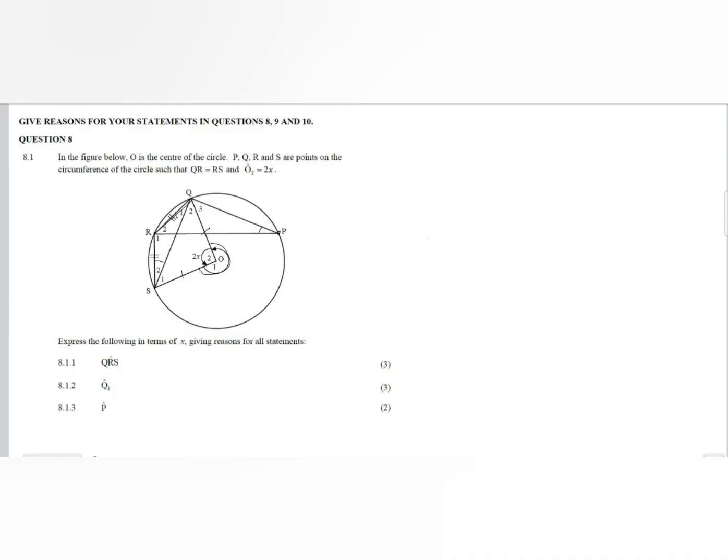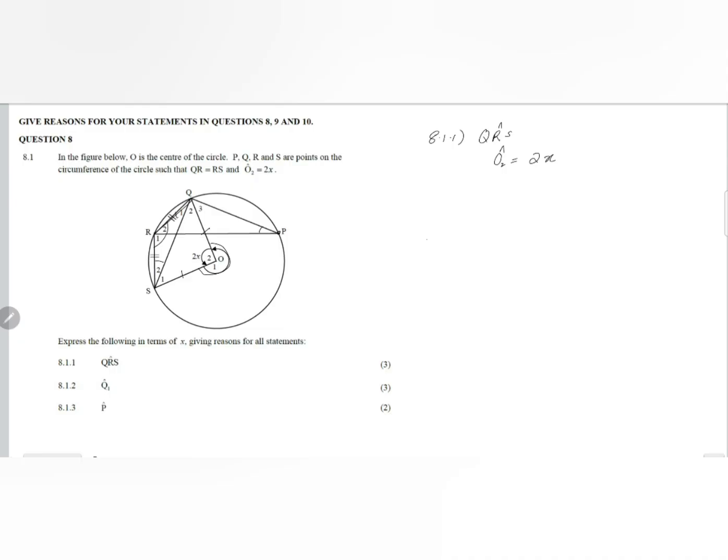Now 8.1.1, a 3 marks question. You have to find angle QRS. What is QRS? That is R1 plus R2. This angle you have to find. We talked about that. That is half of O1, isn't it? So you have to find out what O1 is first, because O2 is given. O2 is equal to 2x.